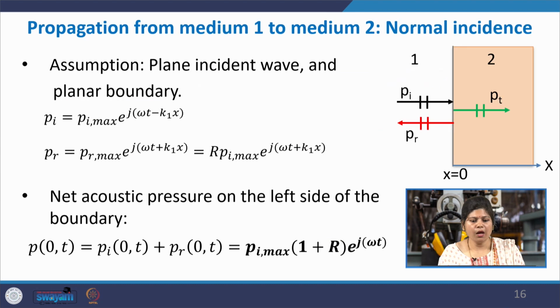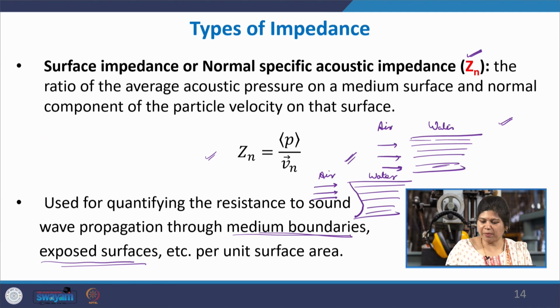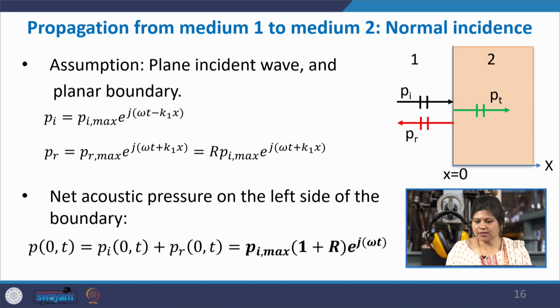Okay. So, with all these definitions, let us do one classical phenomenon where a plane wave is incident on a planar boundary. We already knew that it depends on the type of boundary as well. So, we will take a simple case: a plane wave incident on a planar boundary at the normal angle. Here, how do we represent this?